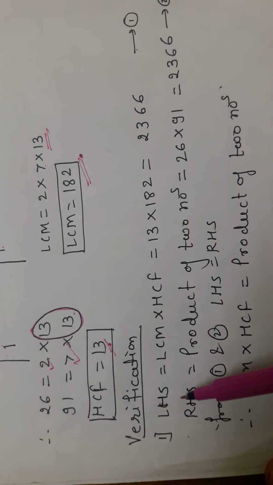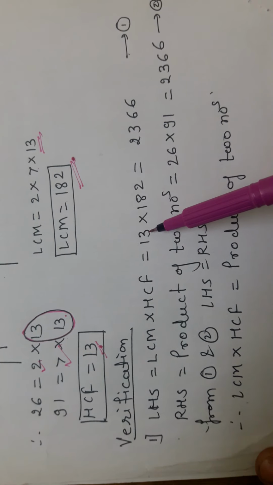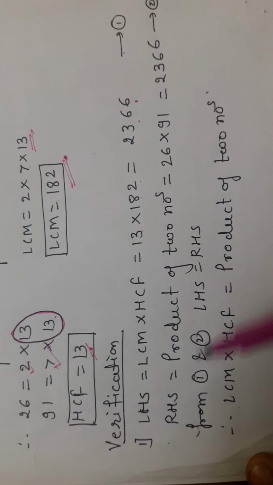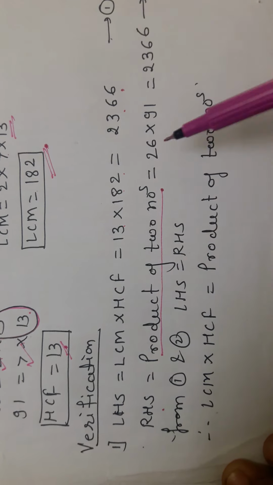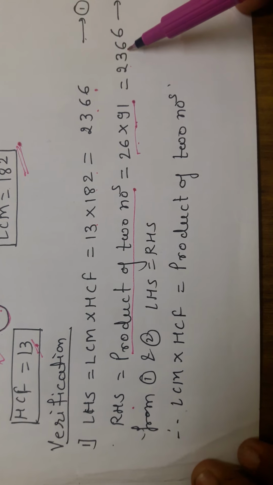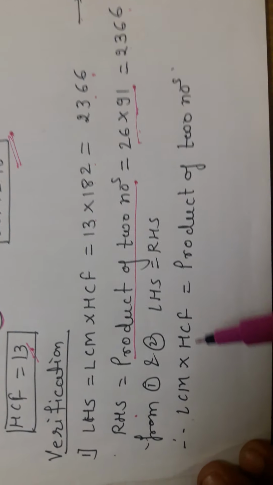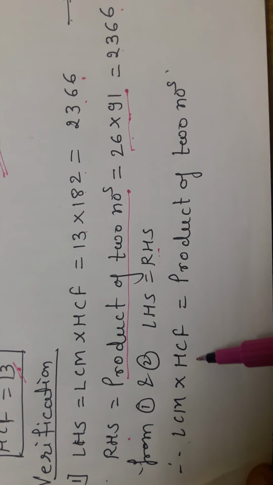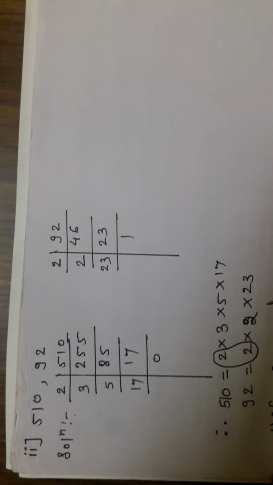Now the verification. The left hand side is LCM into HCF. That's why 13 into 182 means 2366. The RHS is the product of the two numbers. Which are these two numbers? 26 and 91. The multiplication is 2366. So from 1 and 2, we got LHS is equal to RHS, therefore LCM into HCF is equal to the product of the two numbers.